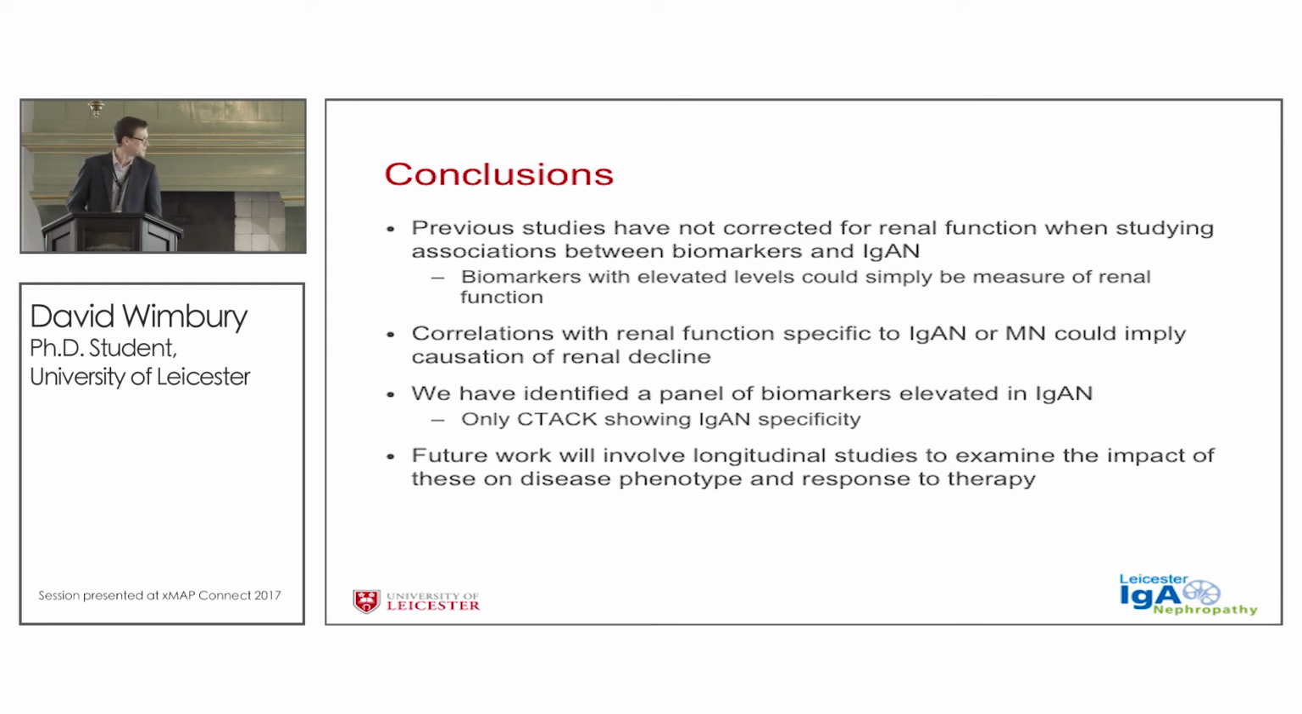However, we've shown that there were some cytokines that have disease-specific correlations. Now, this could imply that there's some sort of relationship to the causation of the renal decline rather than simply a symptom of it. We've got a panel of cytokines that we'd like to work on further, with only CTAC showing specificity to IgA nephropathy. And in future work, we'll look at longitudinal studies to examine any impact these have on disease phenotype and response to therapy.